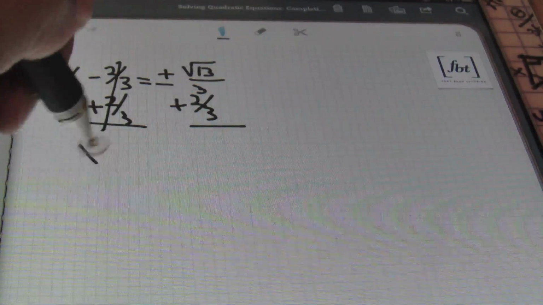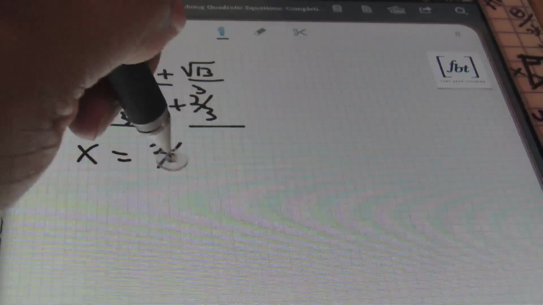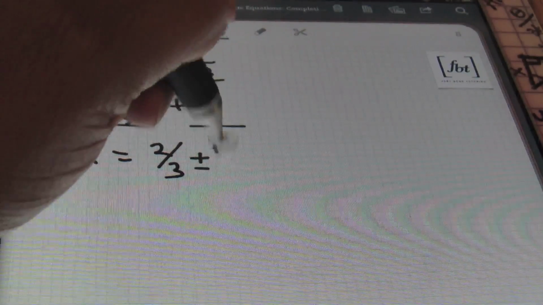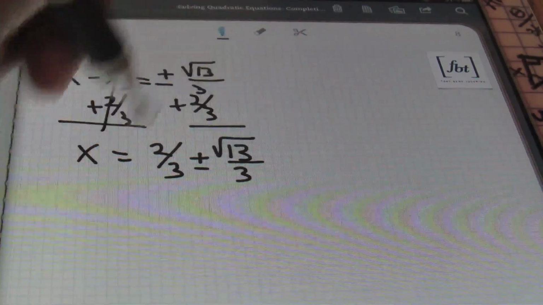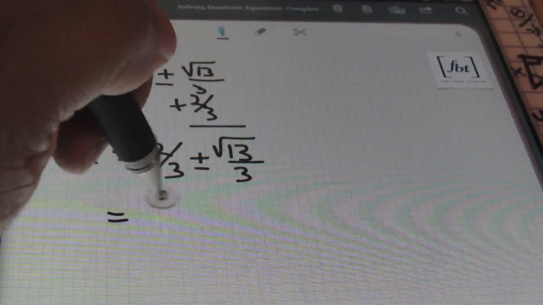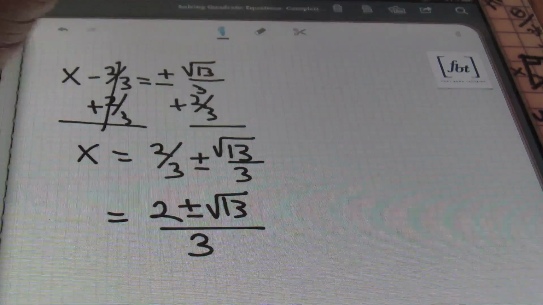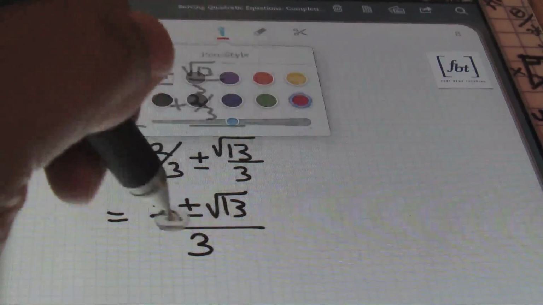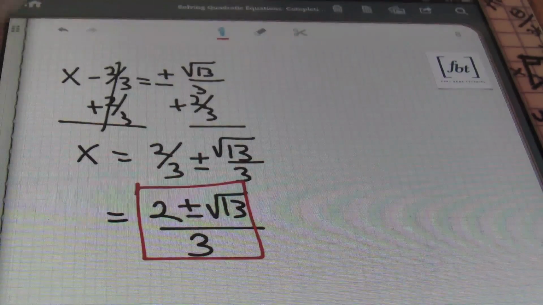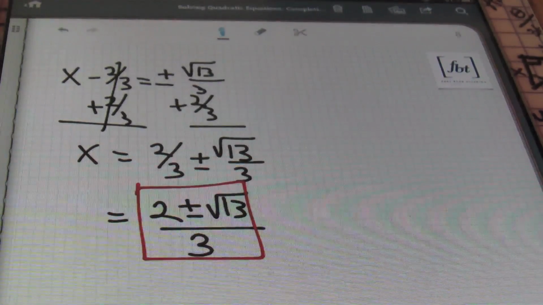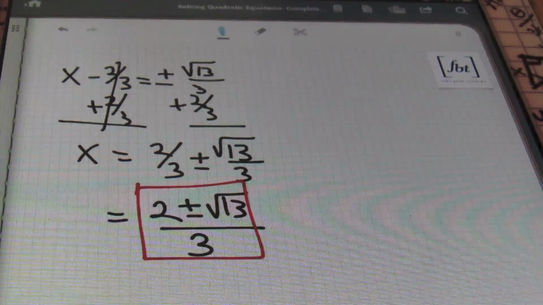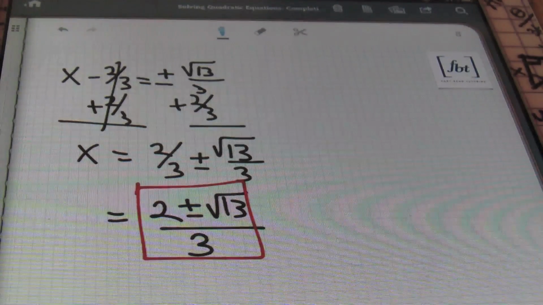2/3 will cancel out. I'm bringing down my x, which equals 2/3 plus or minus the square root of 13 over 3. And then we can combine this into 2 plus or minus the square root of 13 all over 3. And this, ladies and gentlemen, is my solution. Done and done. All right. So that was problem number 5. On to problem number 6.